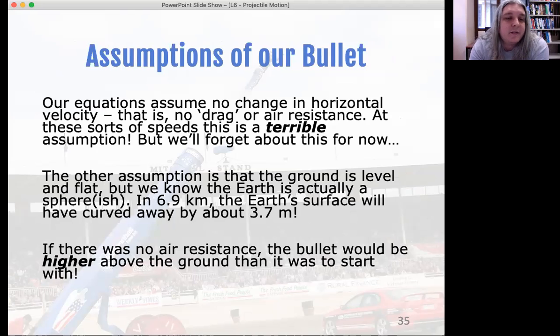So as I said, the other bad assumption is that the Earth is not actually flat. In 6.9 kilometers, the Earth's surface will have curved away by about 3.7 meters. So with no air resistance, that bullet has fallen 1.5 meters, but the Earth has dropped away by 3.7 meters. So the bullet would now be higher above the Earth than it was when it was initially shot. So even though it was shot horizontally, it's ended up further away from the ground than it started because it's falling slower than the Earth is curving away from it.